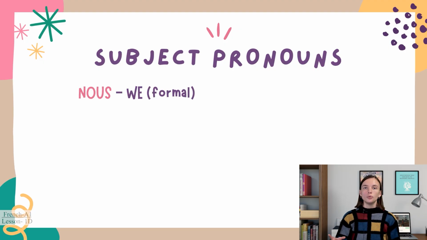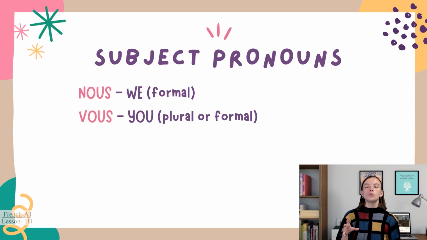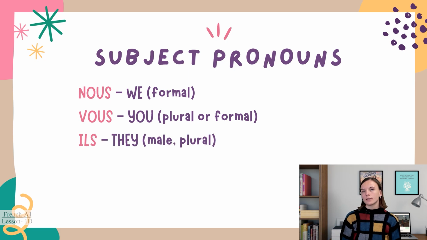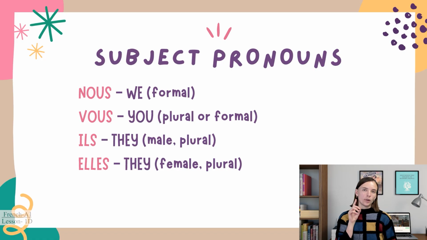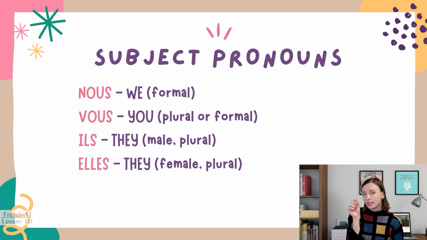So we have nous, we, in a more formal sense. Vous, you, plural or formal. Ils is they, that's male. And elles, which is also they, but female. Notice that with ils and elles, when they're written, they have an S on the end. But when they're pronounced, no S is at the end of the word, unless the following verb starts with an A sound or a vowel.